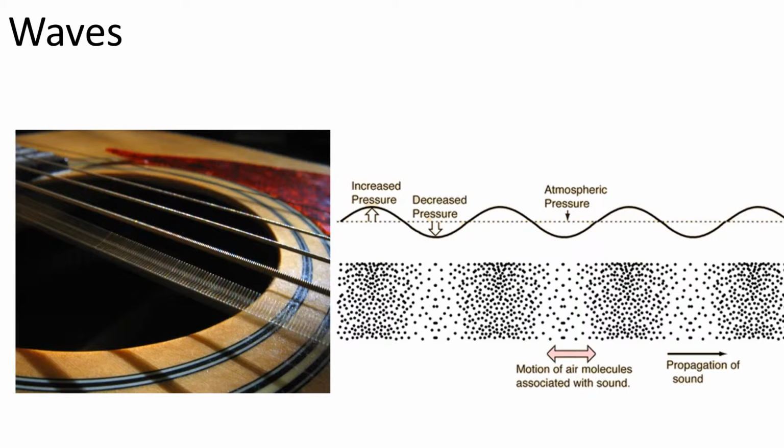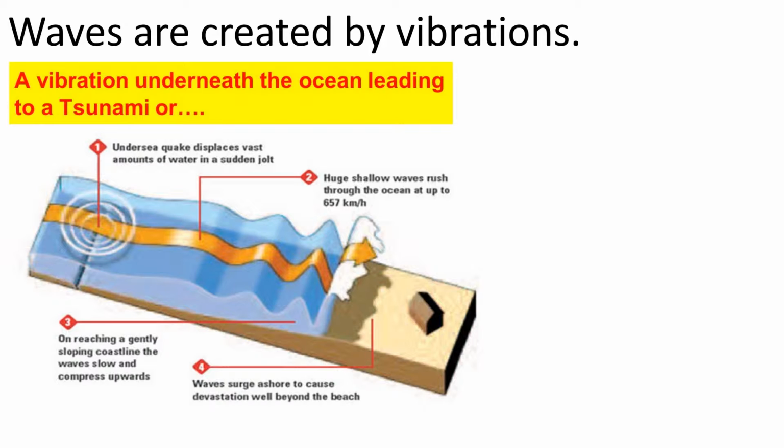And these squashed bits of air move from the guitar through the air at about 330 meters per second at normal temperatures and conditions, and this sound hits your eardrum, it vibrates your eardrum, and your brain interprets this as sound. So there's a fundamental principle of waves, and that is that waves are created by vibration. Take the example of the guitar string. Here in this picture you can see an earthquake. The earthquake is the vibration, and that's causing a wave in the water. It's causing this tsunami. So waves are caused by vibrations, and that is also true of electromagnetic waves.